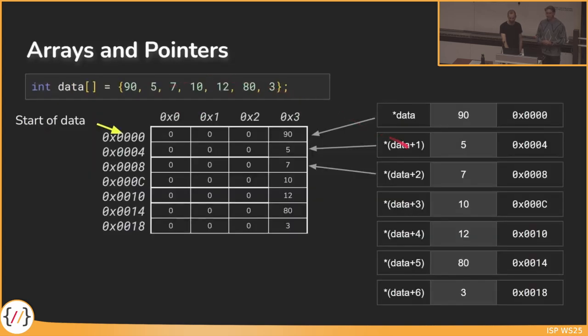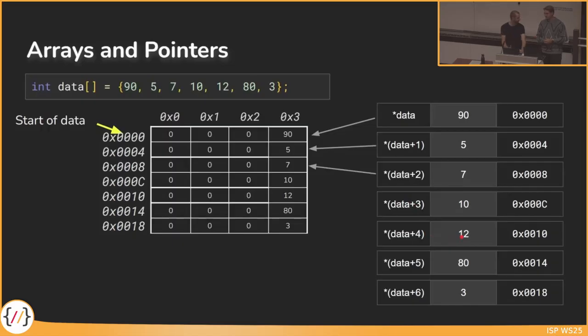So I can also write this like dereference data. I could maybe write the data plus 0, but it makes no sense. Data plus 1 and dereferenced, data plus 2 and dereference, data plus 4 and so on. And I can access again the same values.